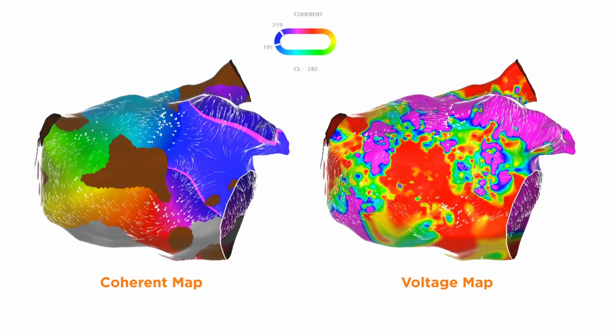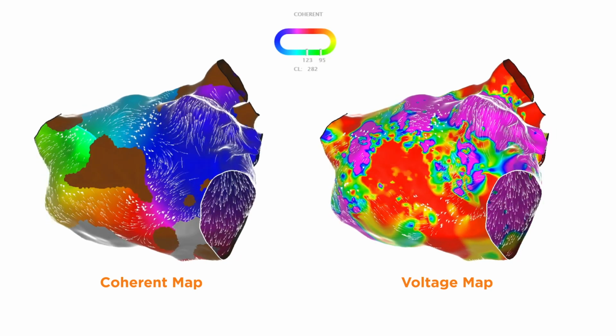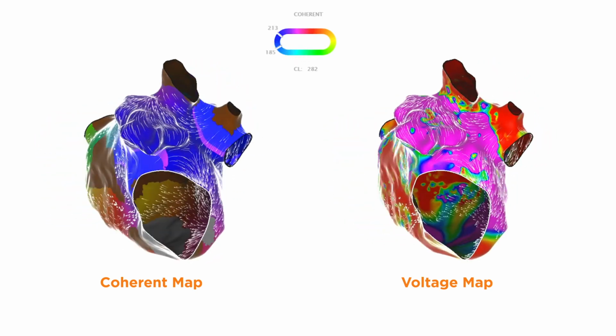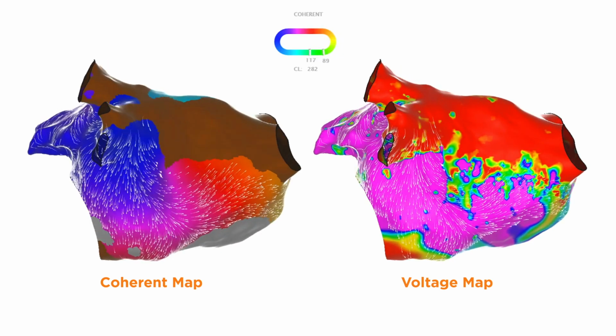The Coherent calculation is run over the entire map surface, which is invisible to the user, and results in a clear final map that provides a global solution to better describe arrhythmia circuits and their critical isthmus.